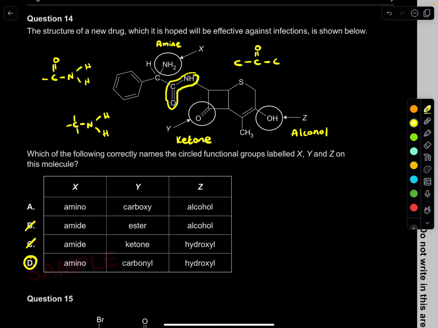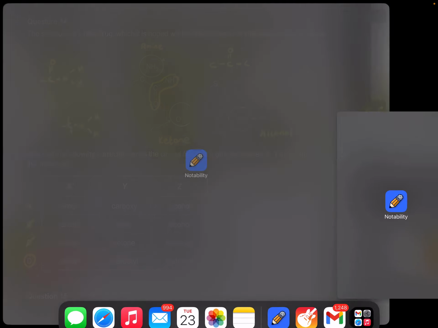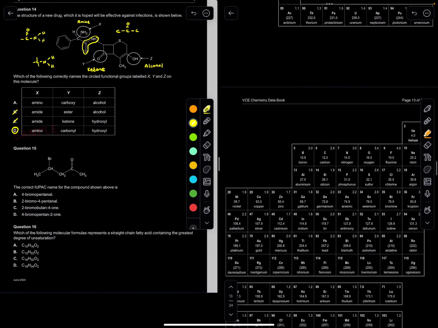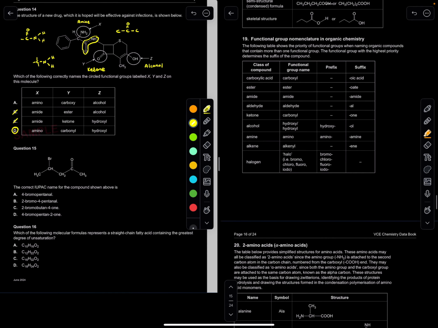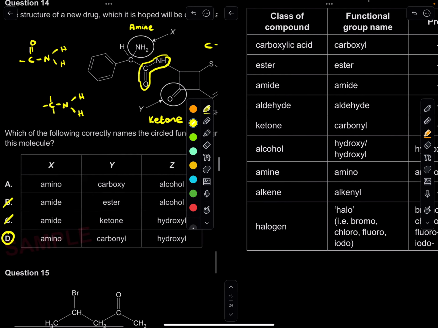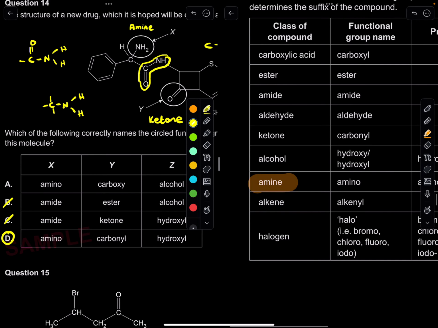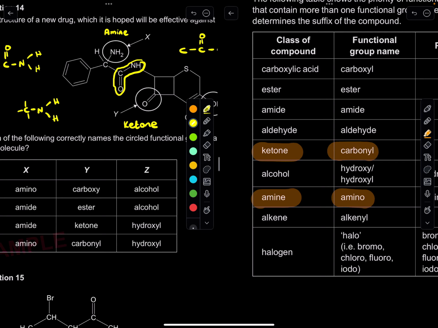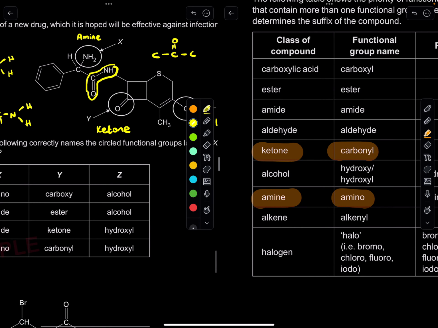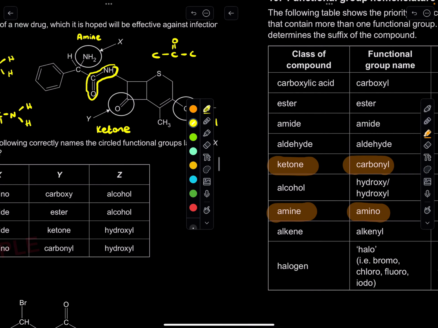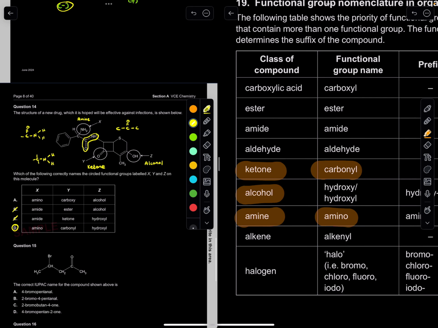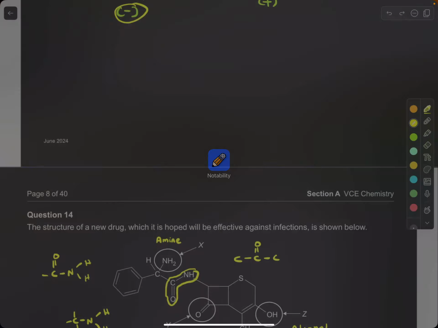If you're wondering, how do I know the difference between these two? One of the best ways is you can look at it in your formula sheet. If you come here to your data book, going to naming compounds, there it is here. For example, the one that we just did was amine first. Where's amine? Here. It's known as amino. The next one we said was ketone. Carbonyl. And that's where it is. What about alcohol? Hydroxyl or hydroxy. Any of these. So there it is. So it's D in that case.